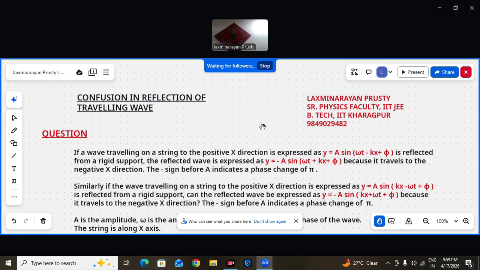This time on waves, mechanical waves traveling in a particular direction, the direction known as x. So there is some confusion based on the equation of the wave. What will be the equation of the reflected wave if the traveling wave gets reflected at a boundary, let's say a fixed boundary? That's what I'm going to discuss.